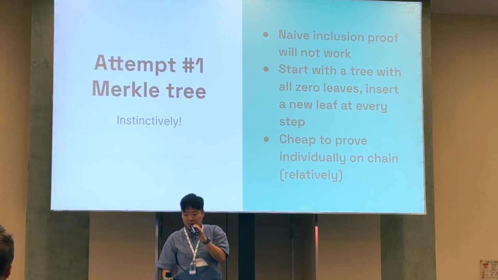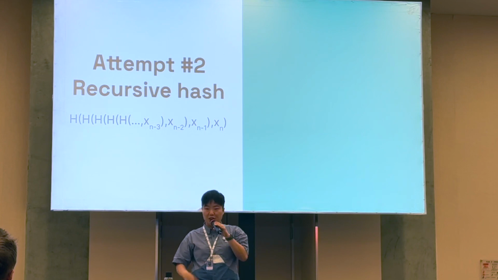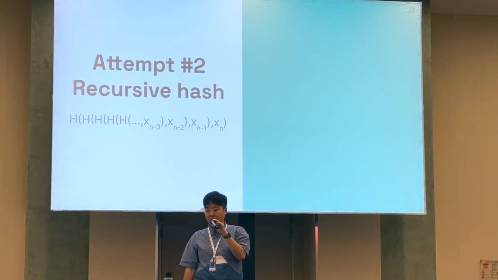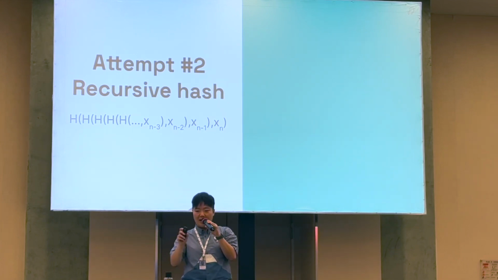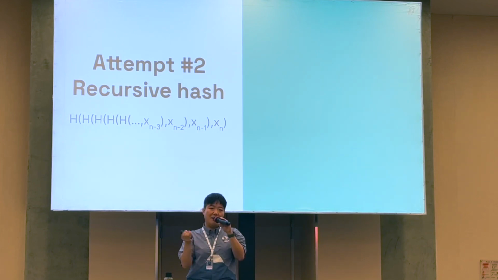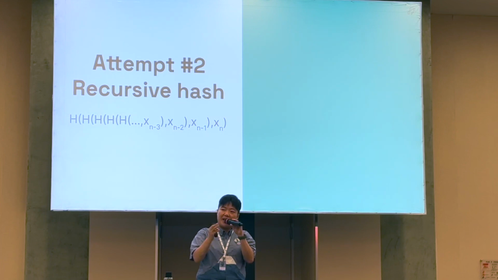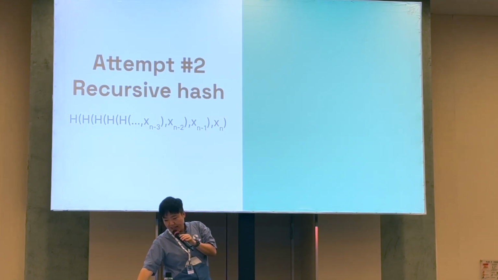The second attempt also didn't really solve the problem that I had, but just to showcase another way of thinking: why don't we just hash the result with the previous results, right? So I get output one, put it into the next step, get the result and hash it again, and hash it again. So that's what's called recursive hash.